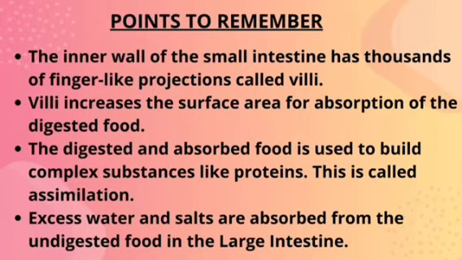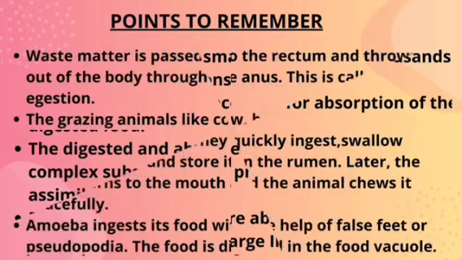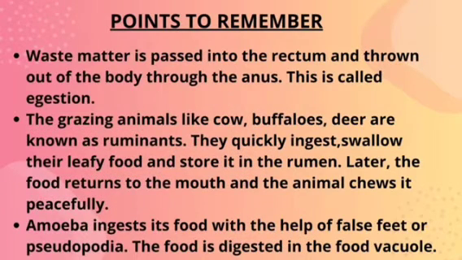The digested and absorbed food is used to build complex substances like proteins. This is called assimilation. Excess water and salts are absorbed from the undigested food in the large intestine. Waste matter is passed into the rectum and thrown out of the body through the anus. This is called egestion. The grazing animals like cows, buffaloes, deer are known as ruminants.